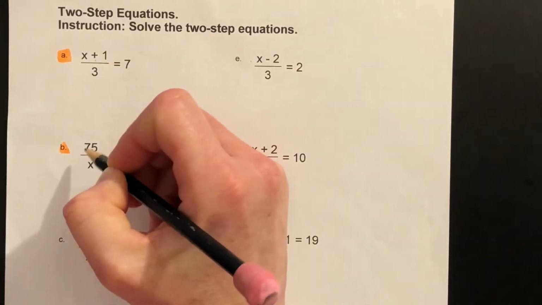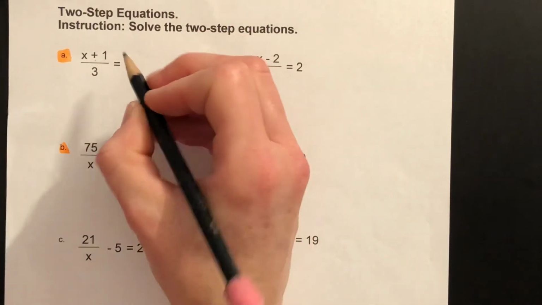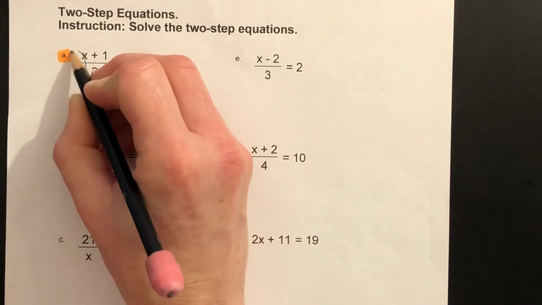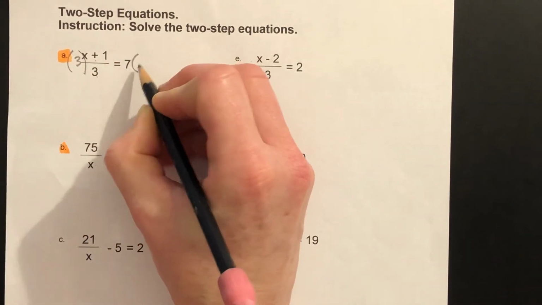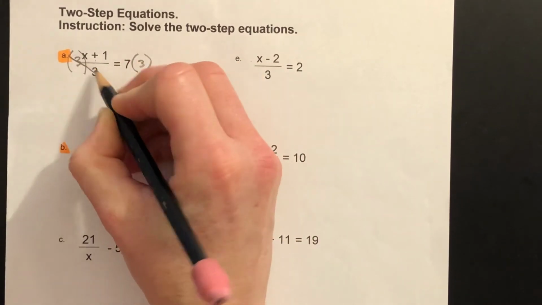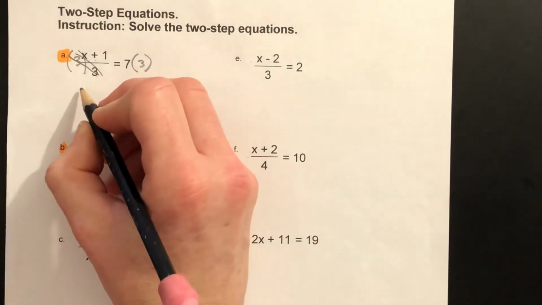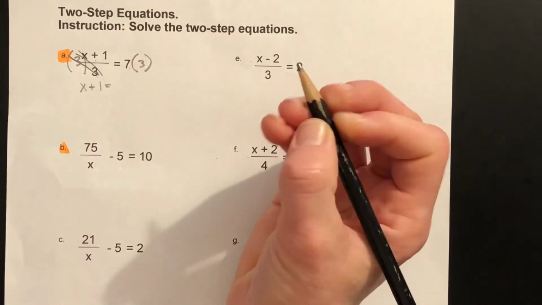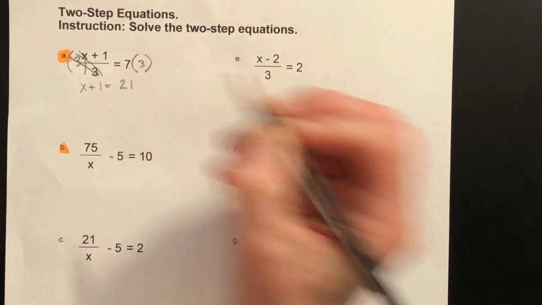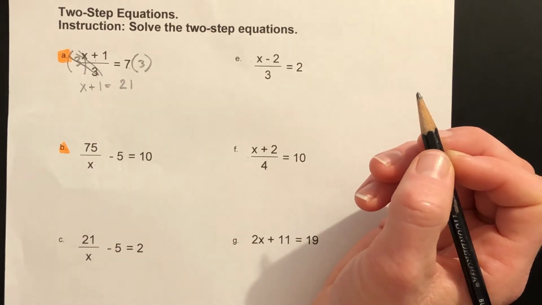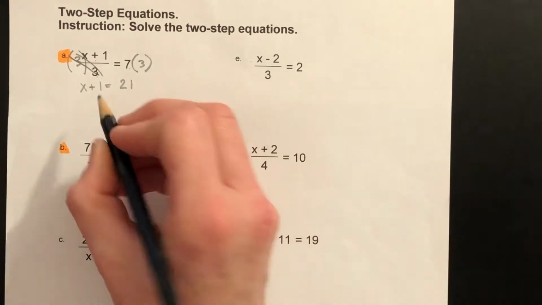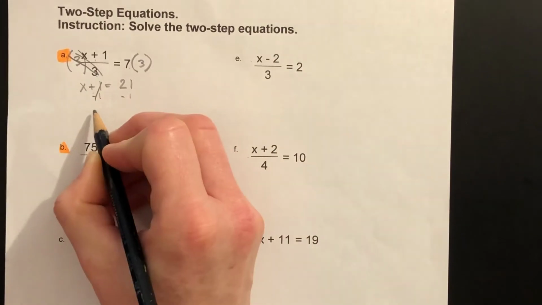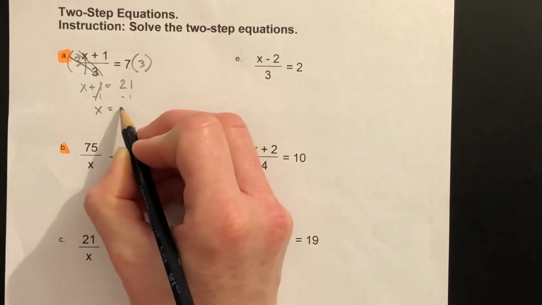All right, now let's get rid of the divide by 3. We will do that by multiplying each side by 3. We are no longer dividing by 3, yay. We have x plus 1 equals 7 times 3 is 21. This has gotten a whole lot easier, hasn't it? We will subtract 1 from both sides, and then x equals 20.